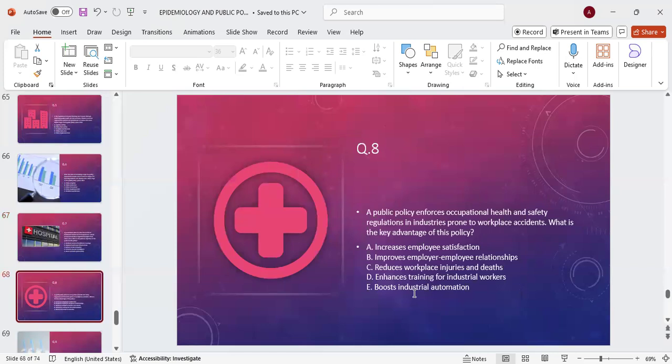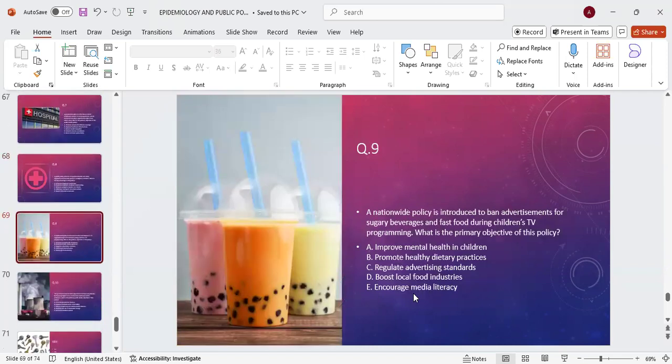MCQ number 8: a public policy enforces occupational health and safety regulations in industries prone to workplace accidents. What is the key advantage of this policy? Option A, increase employee satisfaction. Option B, improve employer-employee relationship. Option C, reduce workplace injuries and deaths. Option D, enhance training for industrial workers. Option E, boost industrial automation. C is the right answer.